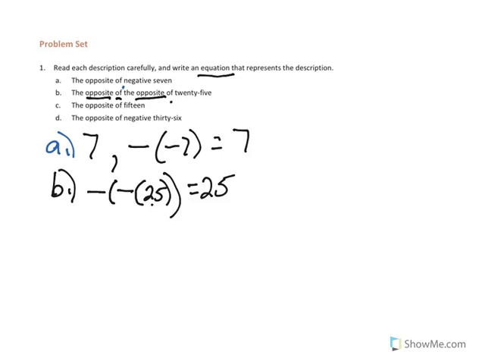All right, so try writing the equation for C. The opposite of 15. How do you write it as an equation? Okay, you write the opposite of 15, and that is going to be negative 15. Okay, so now D. How do you write the opposite of negative 36?